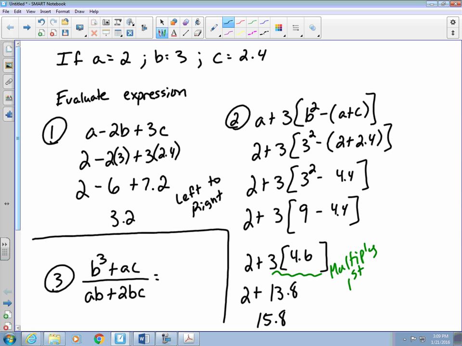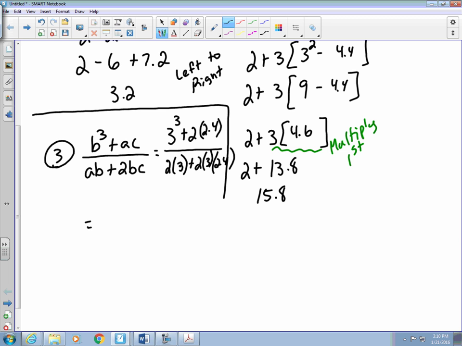So B cubed would be 3 cubed, plus A, which is 2, and then I'm going to put C in parentheses again to remind myself it's A times C, so 2.4 there. On the bottom, A times B, so that'd be 2 times 3, which will be 6, but we'll do that later. And then 2 times your B, which is 3. And notice I'm putting all those in parentheses, reminding myself that all those are being multiplied, 2.4.